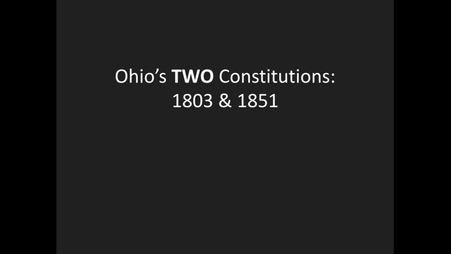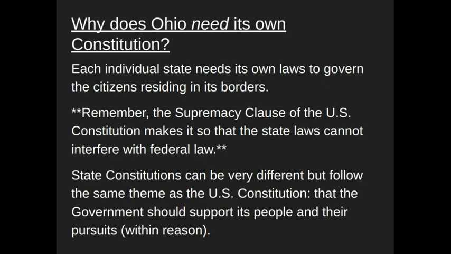So, if you couldn't tell from the title, Ohio has had two constitutions, one written in 1803 and then one written in 1851. So we're going to take a look at those today. So, why does Ohio even need its own constitution when we consider the fact that the United States has a constitution? And the answer is pretty simple.